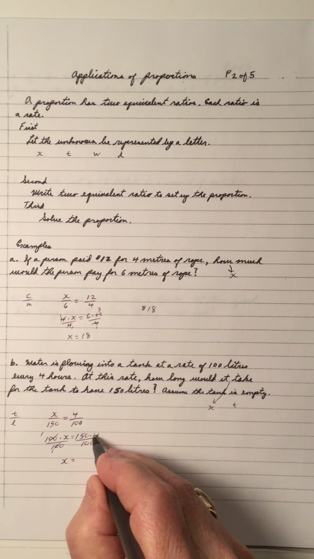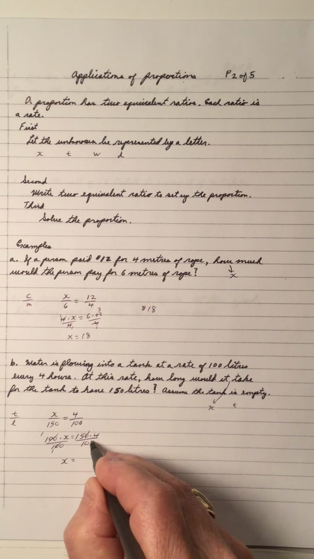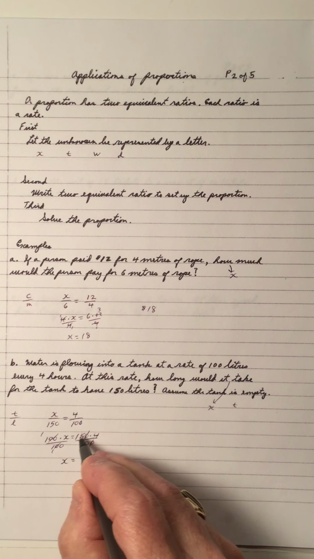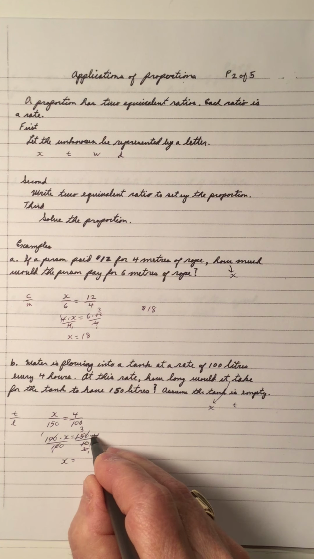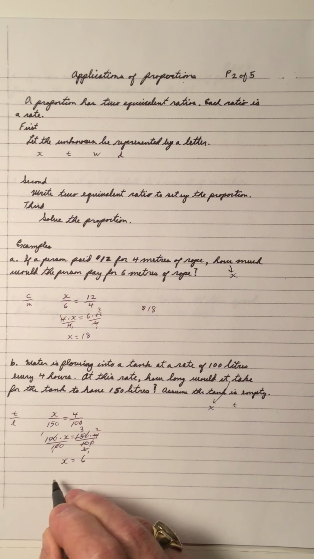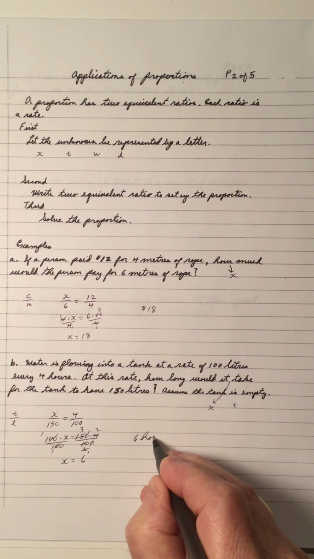But if you want to divide by, scratch the zeros, because you're dividing by 10. 5 into 15 goes 3, 5 into 10 goes 2, 2 into 2 goes once, 2 into 2 goes 4, so you get 6. So it says how long? So the answer is 6 hours.